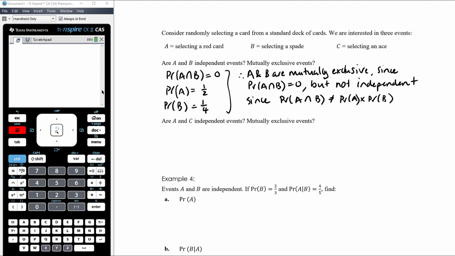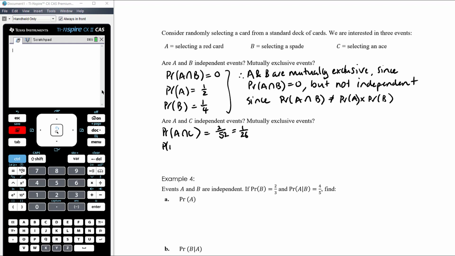Are A and C independent events or mutually exclusive events? Okay, so A is selecting a red card and C is selecting an ace. We can have a red ace, so they're definitely not mutually exclusive. The probability of selecting both a red card that is an ace: there are 2 cards out of the deck of 52 that are red aces, the ace of hearts and the ace of diamonds. So 2 out of 52, that's 1 out of 26. So the probability of the intersection is not 0, so therefore they're not mutually exclusive.